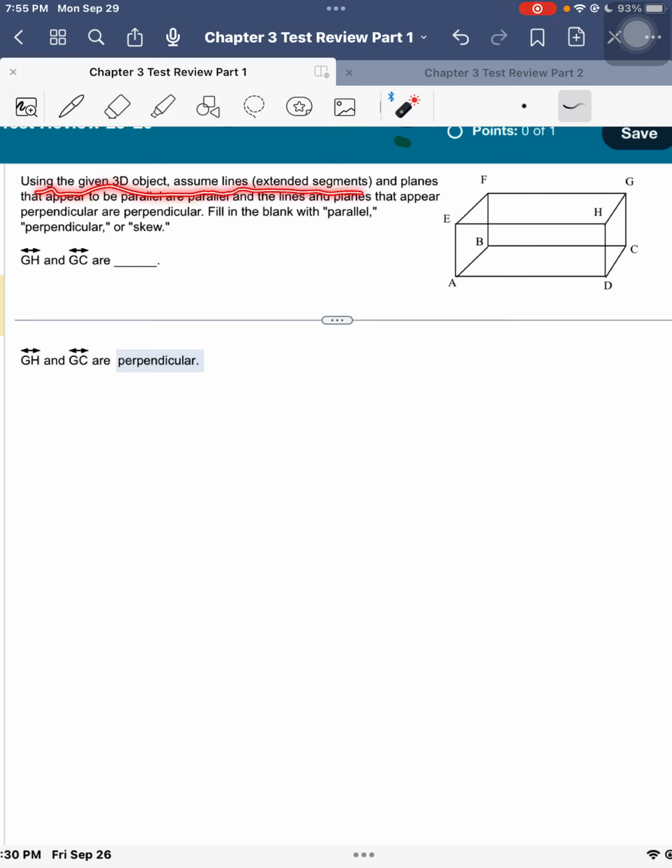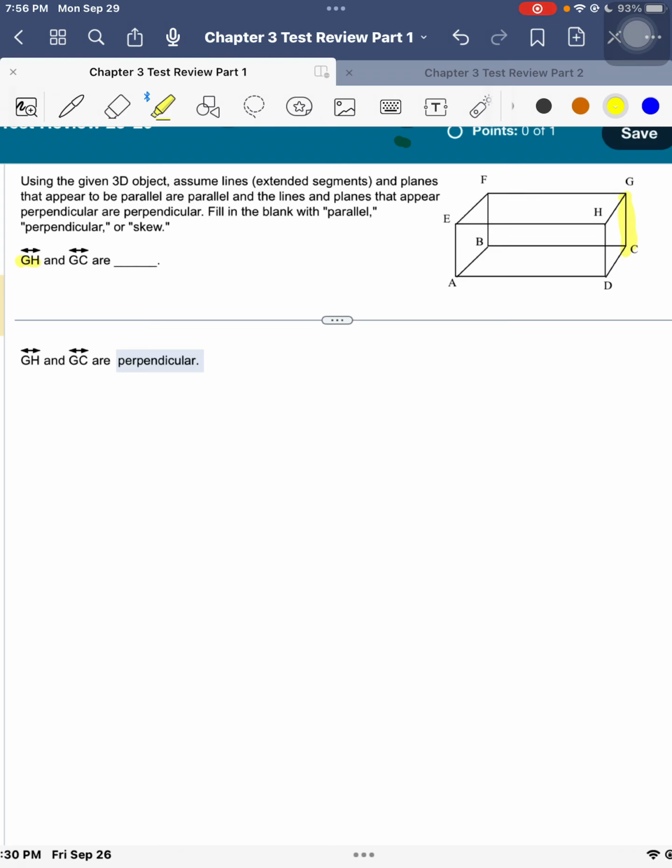So let's move on. All this first sentence is telling you is to use the 3D object and assume lines and planes appear as they look. All that is saying is that if it looks perpendicular, assume that it is. If they look parallel, assume that it is. They're not going to give us this sign and this sign, and they're not going to give us the little box. So line GC, so let's highlight GC.